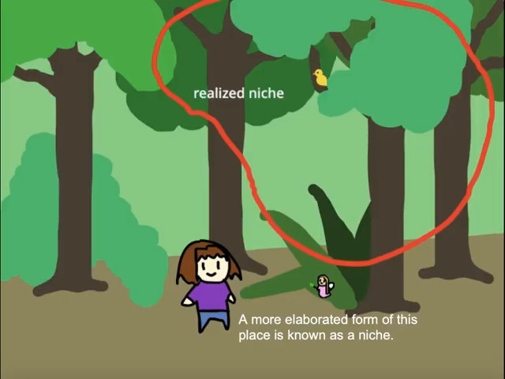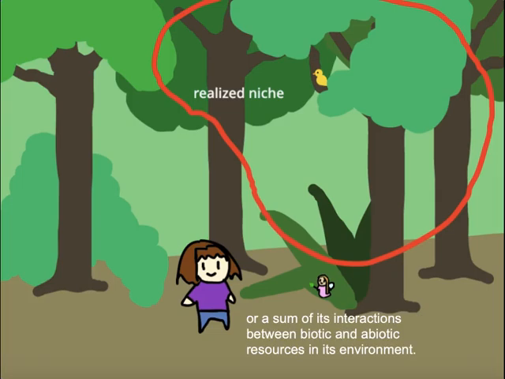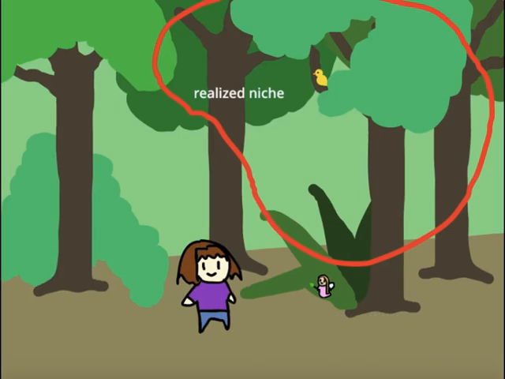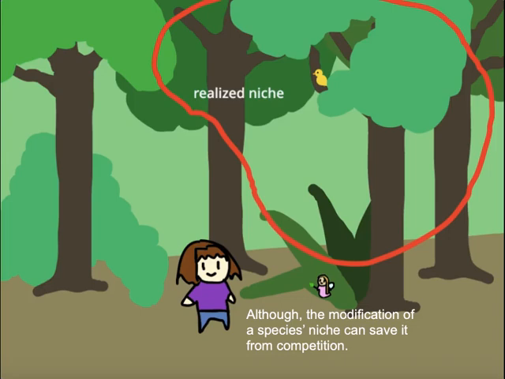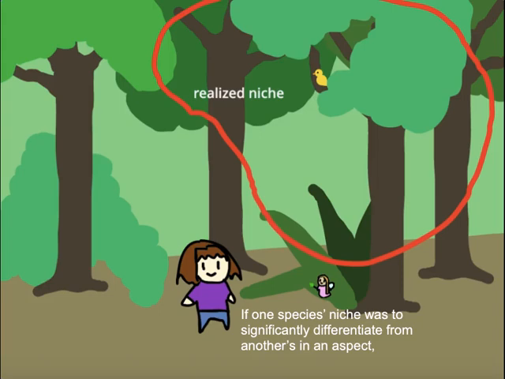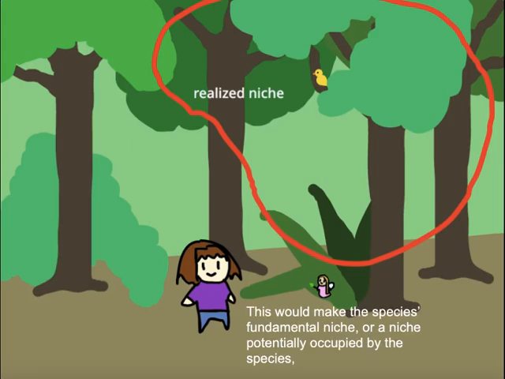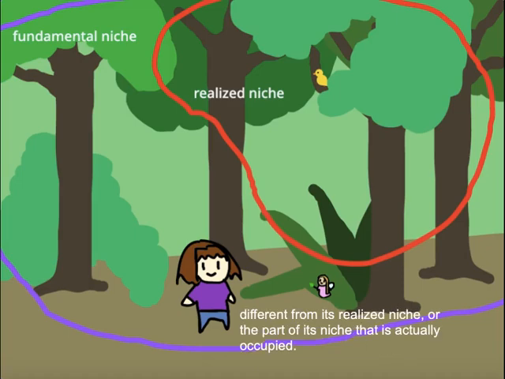A more elaborated form of this place is known as a niche. An ecological niche is the role of a species within an ecosystem, or a sum of its interactions between biotic and abiotic resources in its environment. And so, two species cannot coexist in the same niche, although the modification of a species' niche can save it from competition. If one species' niche was to significantly differentiate from another's in an aspect, they would be able to coexist in a community, otherwise known as resource partitioning. This would make the species' fundamental niche, or a niche potentially occupied by the species, different from its realized niche, or the part of its niche that is actually occupied.